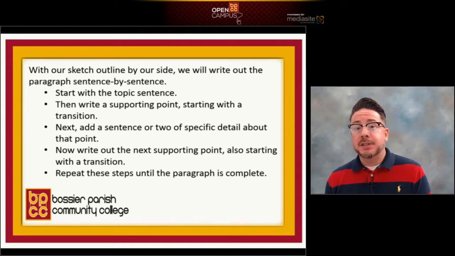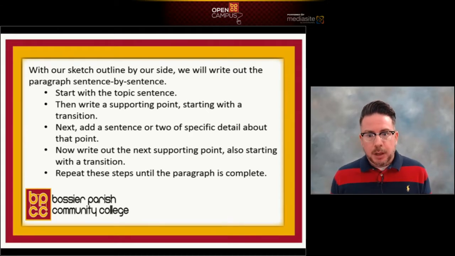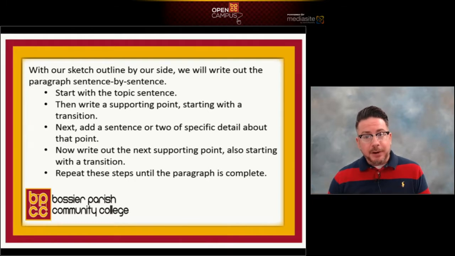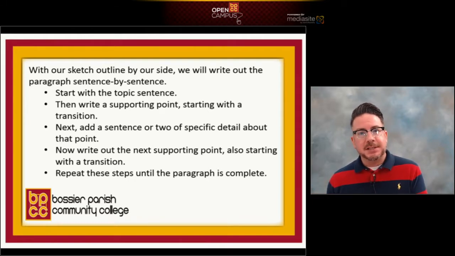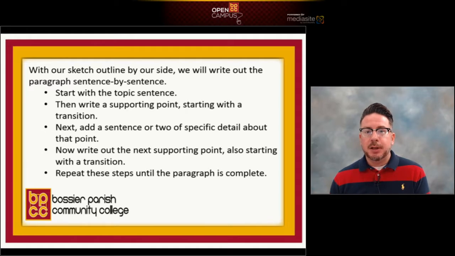Now we're going to start with the topic sentence, which we've already written. Then we're going to write our first supporting point as a complete sentence. And we're going to start that complete sentence with our transition that we've already added in. Next, we're going to write a sentence or two of specific detail about that point. Then we write out our next supporting point, also in a complete sentence, also starting with that transition. And we're going to repeat these steps until we are all the way through our paragraph, until we have covered all 3 of our supporting points and all of our specific evidence.